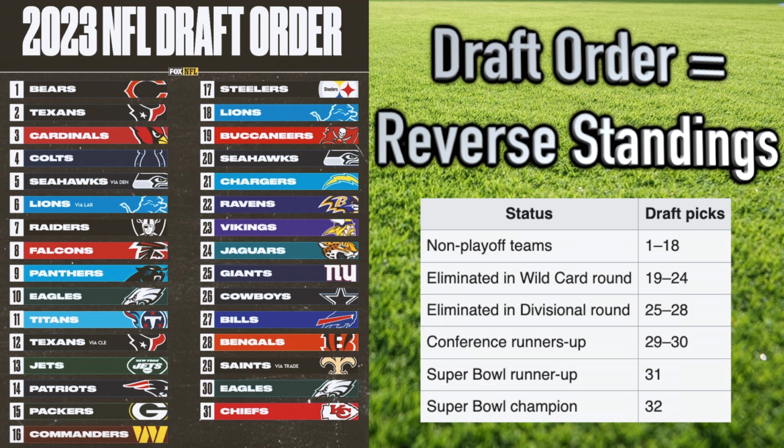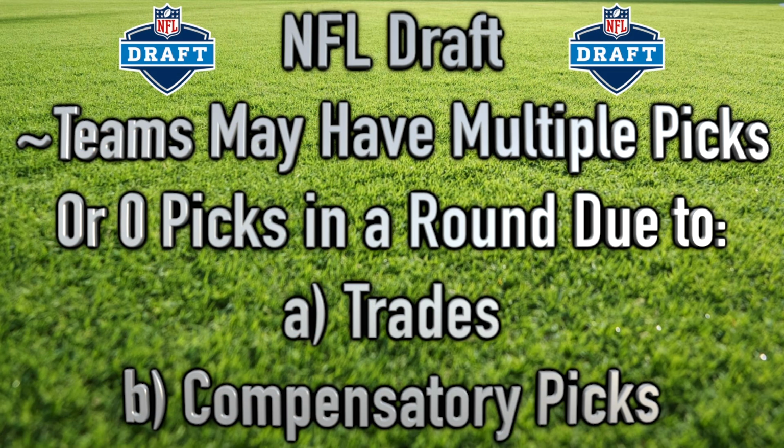Then for the teams that make the postseason, teams that lose in the wild card round have picks 19 through 24. If you're eliminated in the divisional round, those teams get picks 25 through 28 in each round. Conference runners-up pick 29 and 30. Super Bowl runner-up always picks 31 the following year, and the Super Bowl winner would be awarded the 32nd pick in each round.